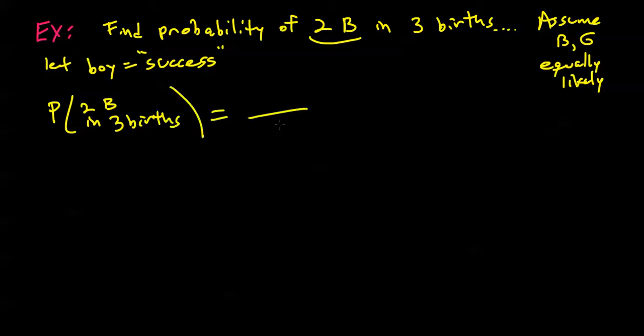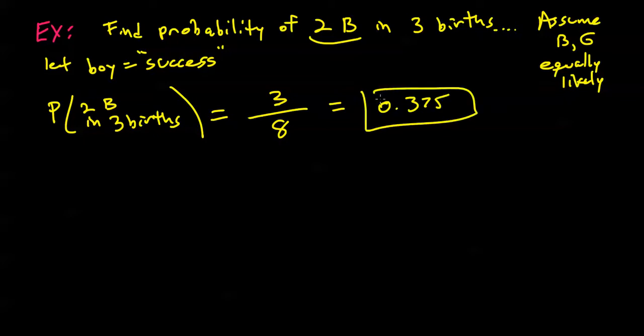Well, in 3 births you've got 8 possible outcomes, and I won't bother to list the sample space here. And as we talked about earlier, if you've got 2 boys, that means 2 boys and 1 girl, and 3 slots available for that 1 girl, so I get 3 eighths, or a probability of 0.375. Let's see if we can get that same result that I got using a brute force method, using the binomial probability formula.